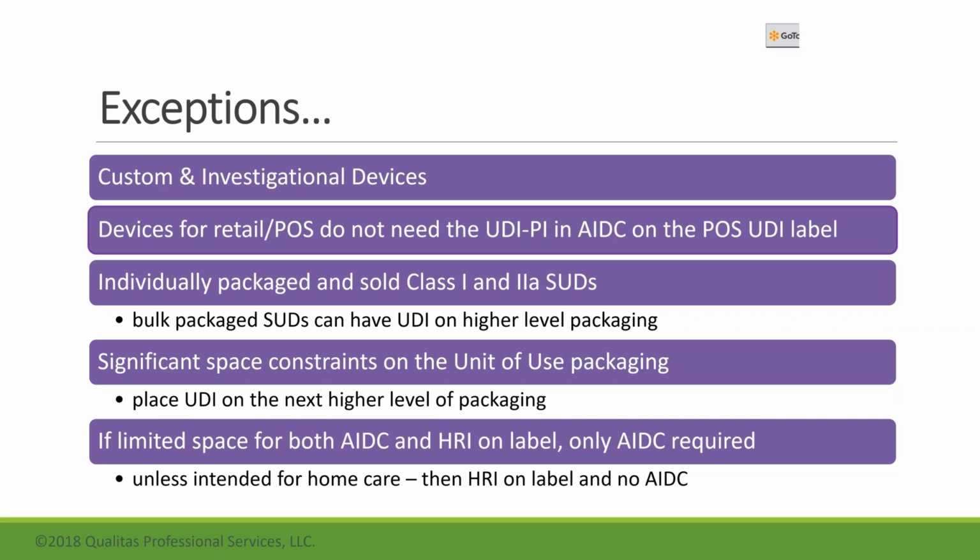If there are significant space constraints on the unit of use packaging, then you would place that UDI on the next higher level of packaging. So if you've got some screws that are in a very, very small package, but they're then put in a larger package, maybe for sterilization purposes or to ensure that they're not lost.